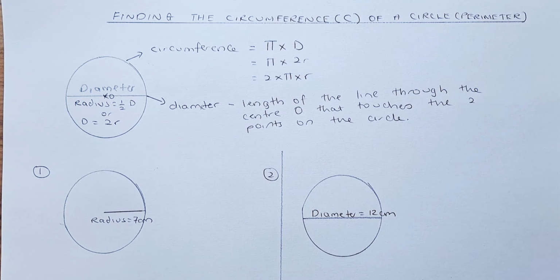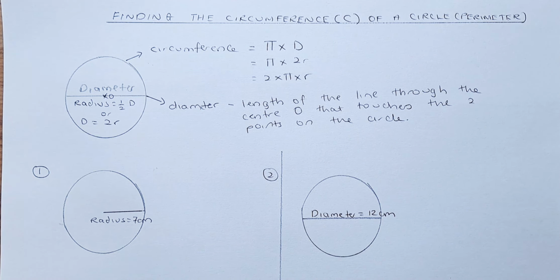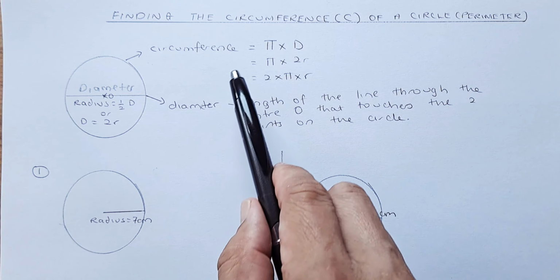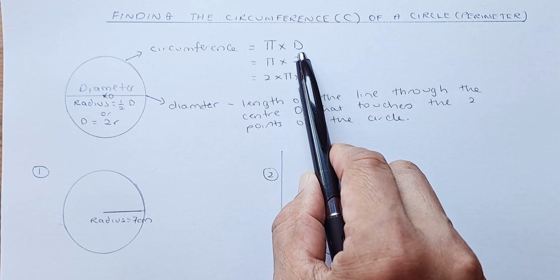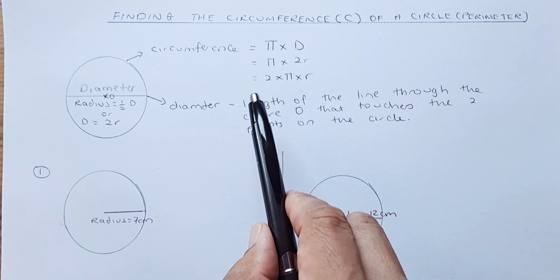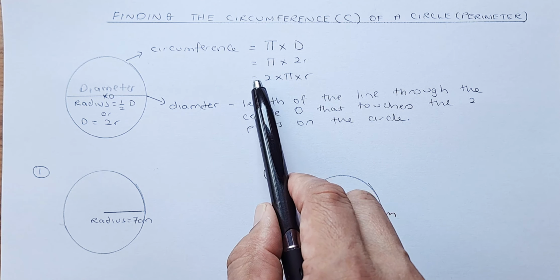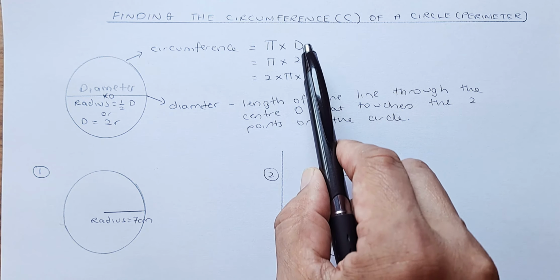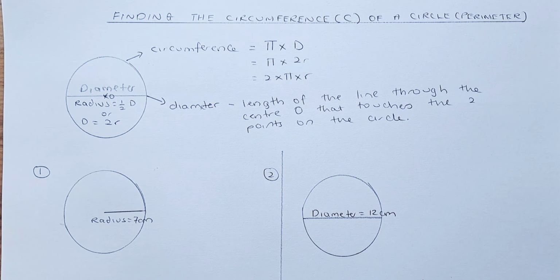So to calculate the circumference of a circle, there are two formulas. You either use the diameter or the radius. If you use the diameter, the formula is pi times the diameter. That's simple. If the radius is given, you can put it as 2 times pi times r, because diameter is equal to 2 radius. So they are the same. So either one is fine.